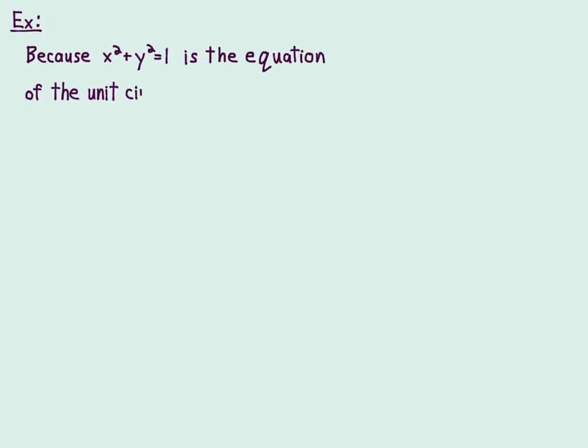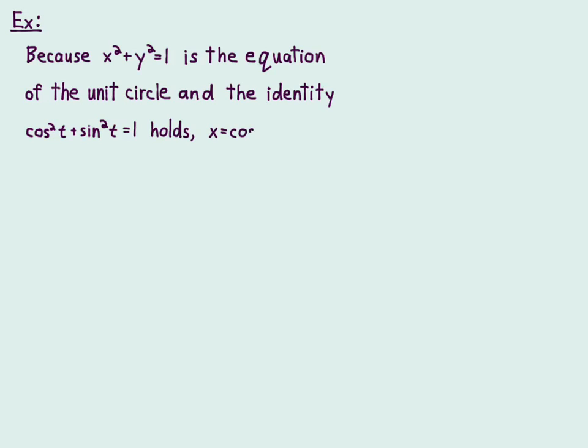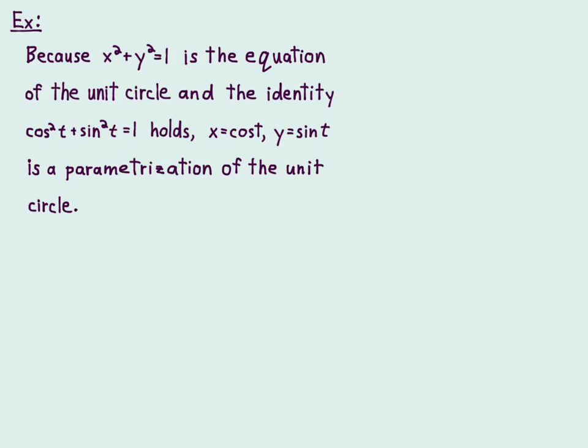Okay, we're going to have an example here of a parameterization of the unit circle. Since x squared plus y squared equals 1 is the equation of the unit circle, and the identity cosine squared t plus sine squared t equals 1 holds, then x equals cosine t, y equals sine t is a parameterization of the unit circle. So that's the Pythagorean trig identity: cosine squared t plus sine squared t equals 1.